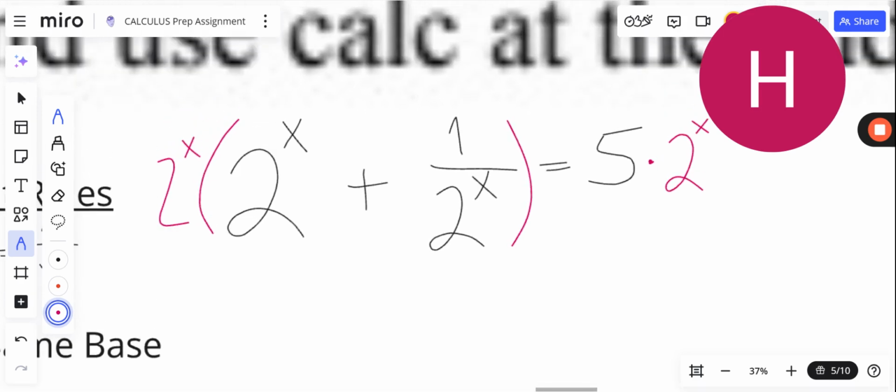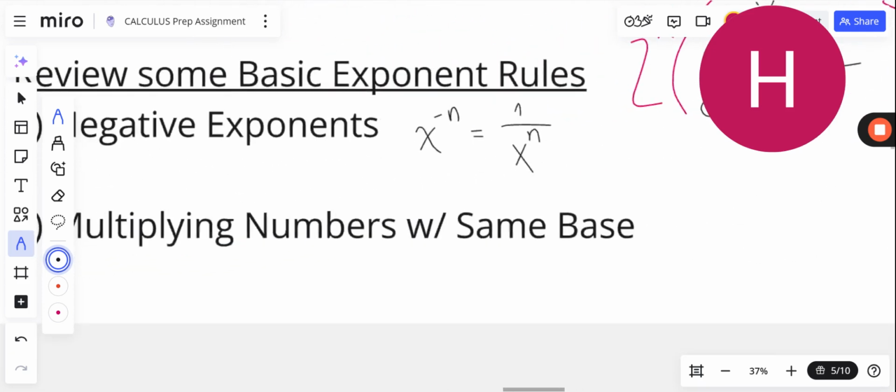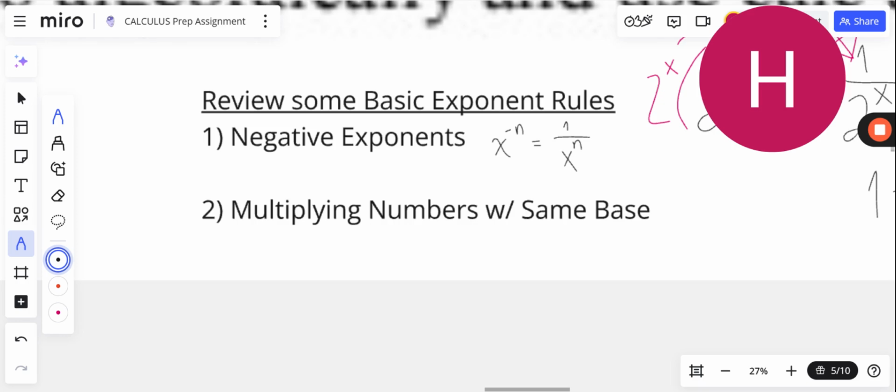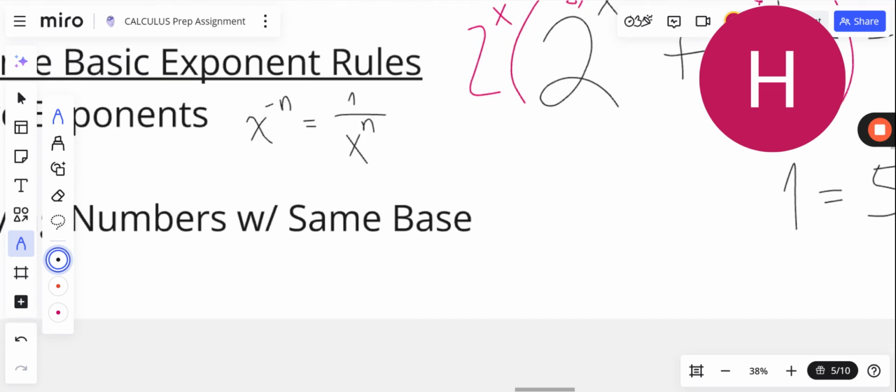And that's going to cancel when we distribute this. That's just going to leave us with a 1. Here we have 5 times 2 to the x. And next we're going to take a look at multiplying numbers with the same base. Because when we distribute 2 to the x into 2 to the x, what happens there? Do we call it 4 to the x? Do we call it 2 to the x squared? What do we do? Do we call it 2 to the x plus x?